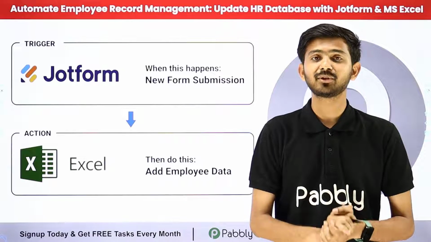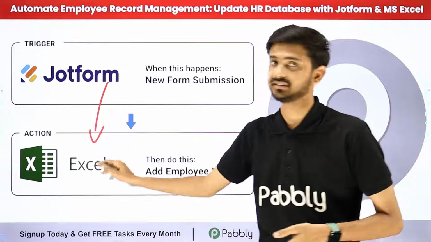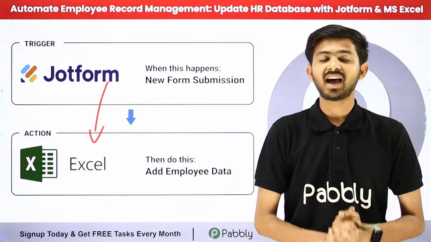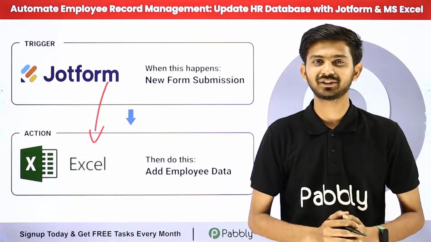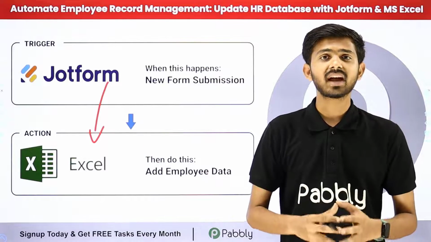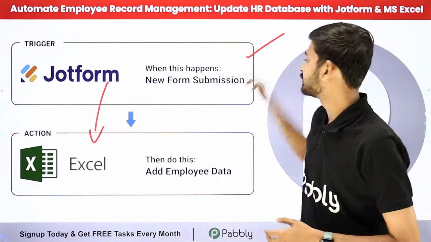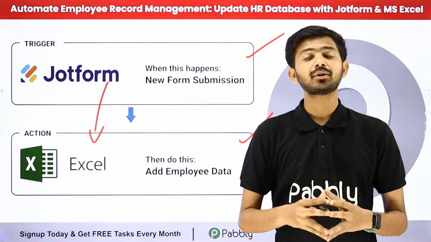So for that, I have to build a simple connection between Jotform and Microsoft Excel. For building this connection, I'm going to use Pabbly Connect, which is an amazing software for automation and integration. In Pabbly Connect, I have to use trigger and action. In the trigger application, I'm going to use Jotform. In the action application, I'm going to use Microsoft Excel. So how am I going to build this connection?